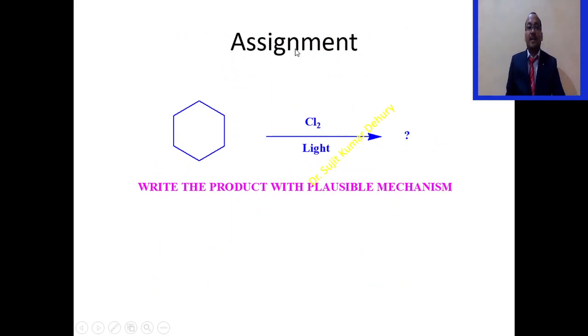There is one assignment for you guys. When cyclohexane reacts with the reagent chlorine in the presence of light, what would be the product? Please write down a plausible mechanism by using the free radical concept, because I have given the hint, light.